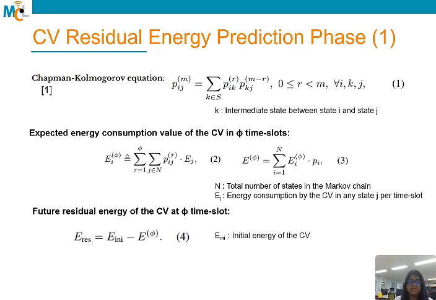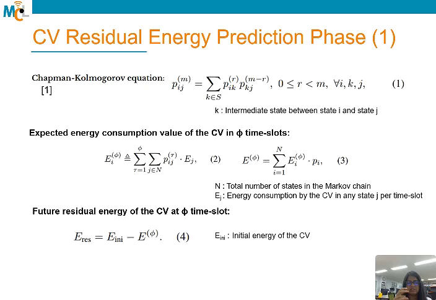The expected energy consumption value is calculated using equation 1, equation 2, and equation 3. Here n is the total number of states, which is 3 in our proposed protocol, and E_j is the energy consumption by the cut vertex in any state j per time slot, which means in that future time slot, what state it is in and what its energy consumption is.